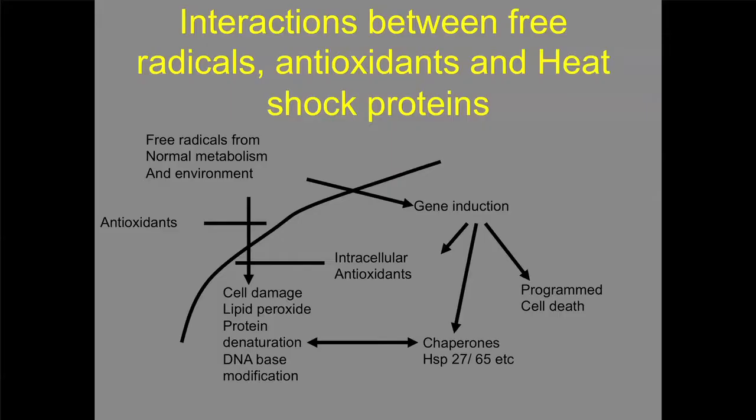Then free radicals from normal metabolism and the environment damage cells, and that's prevented by antioxidants. The free radicals induce various genes within the cell, including the production of intracellular antioxidants, which protect the cell on the inside. It also induces chaperone molecules, such as heat shock protein, which prevent or reverse denaturation. Now, I'm just trying to explain my hypothesis and bring together some of these really complex themes that I've tried to raise with you.